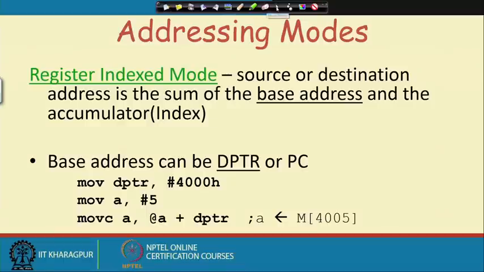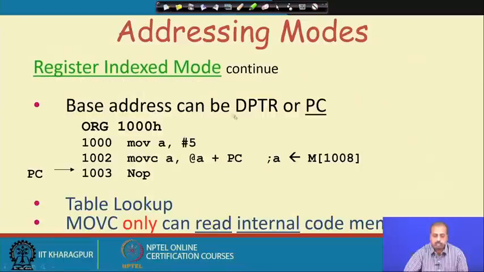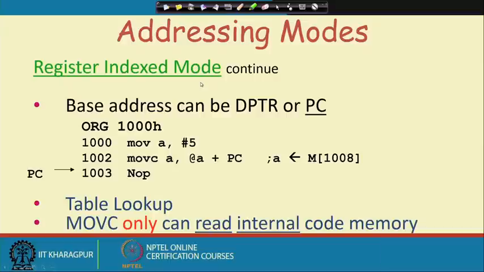So, next let us see another one. We can also have the base address be the DPTR or the program counter, PC. We have seen an example where the base address is DPTR. The other possibility is that we can have this with respect to PC.